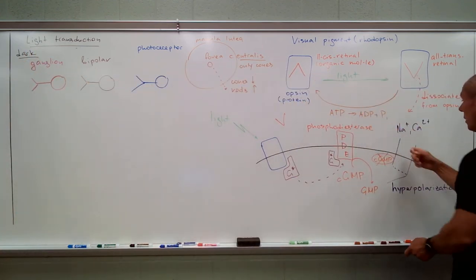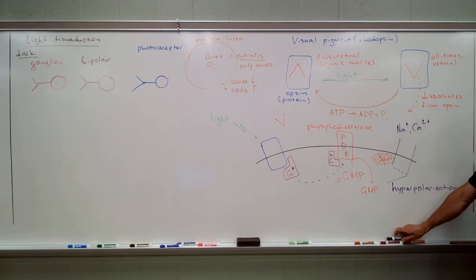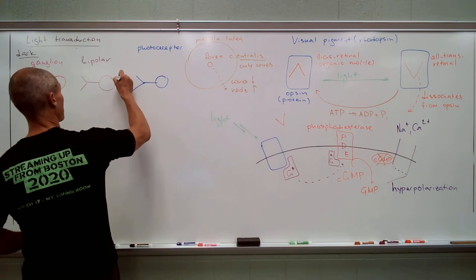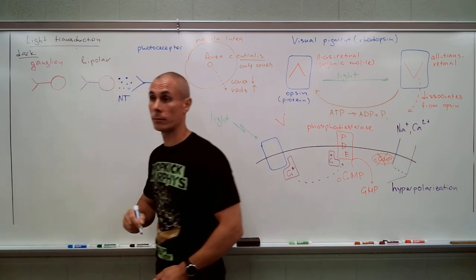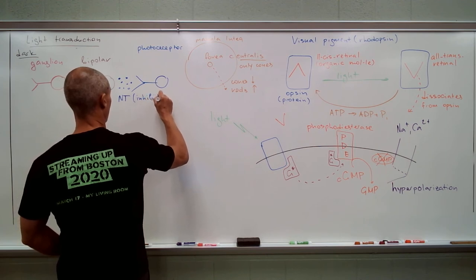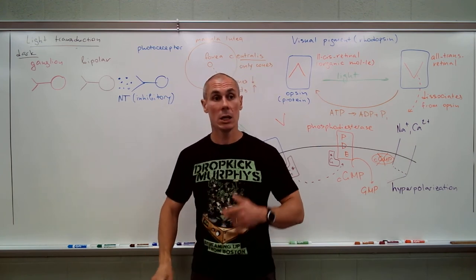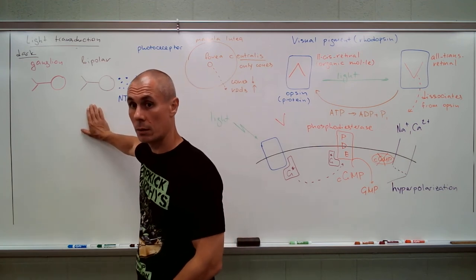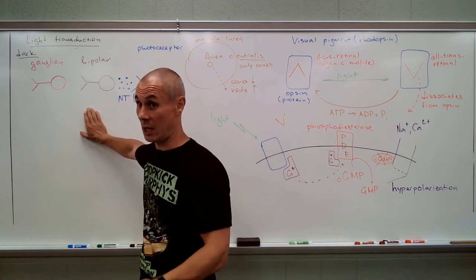In the dark, these channels are open, right? I'm kind of skipping ahead. So they open, and turns out your photoreceptor cell actively releases a neurotransmitter, which is inhibitory. I'm going to ask you a dumb question. Inhibitory neurotransmitter. What does it do to the bipolar cell? Inhibits. I told you it's going to be a dumb question.